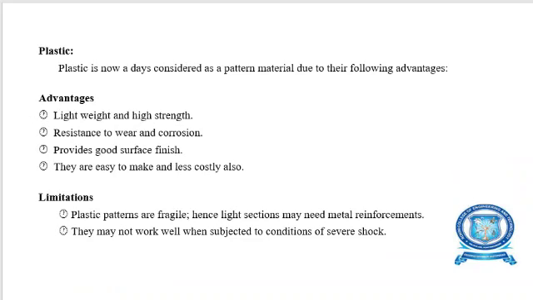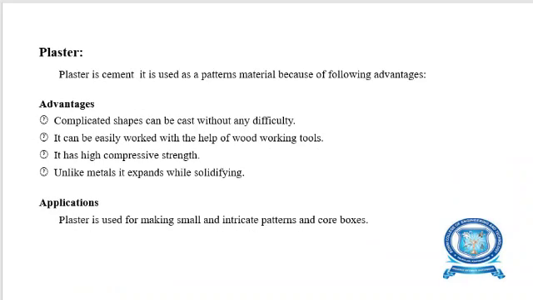Plastic. Plastic is nowadays considered as a pattern material due to the following advantages: lightweight and high strength, resistant to wear and corrosion, provides good surface finish. They are easy to make and low cost also. Plaster. Plaster is cement. It is used as a pattern material because of the following advantages: complicated shapes can be cast without any difficulty. It can be easily worked with the help of woodworking tools.